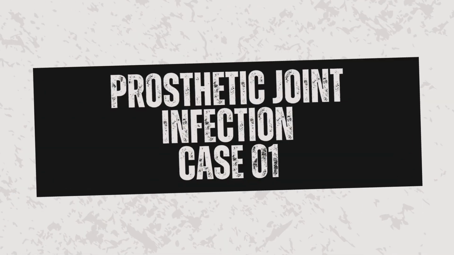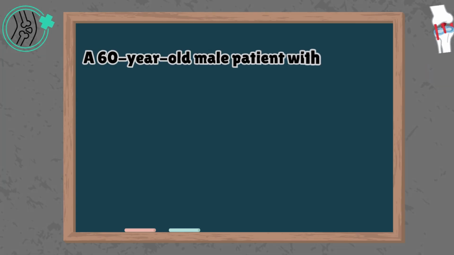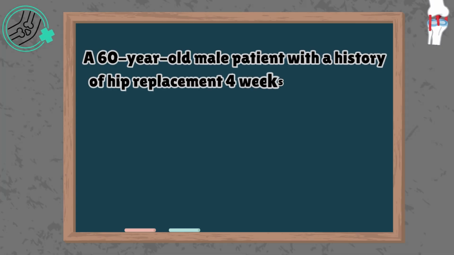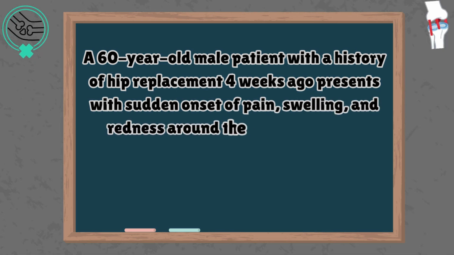Prosthetic joint infection case discussion. A 60-year-old male patient with a history of hip replacement 4 weeks ago presents with sudden onset of pain, swelling, and redness around the surgical site.